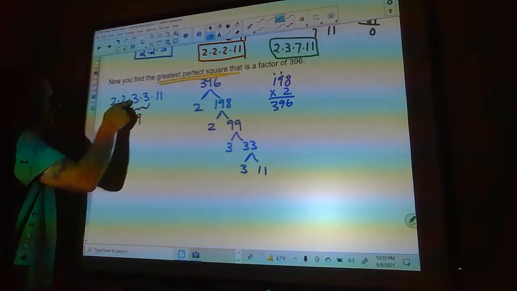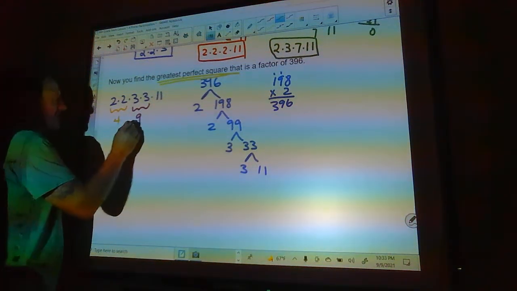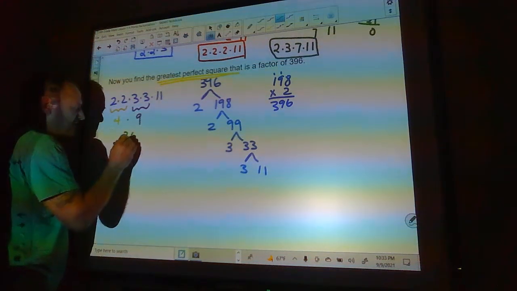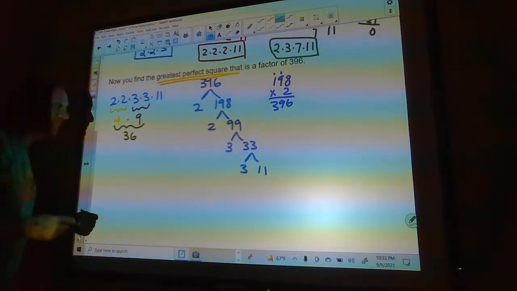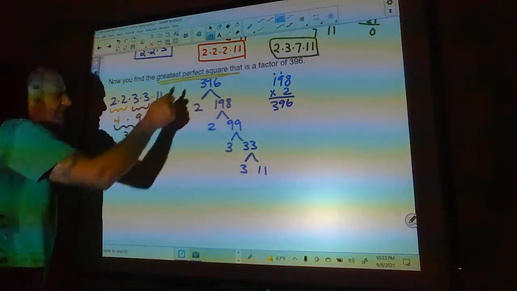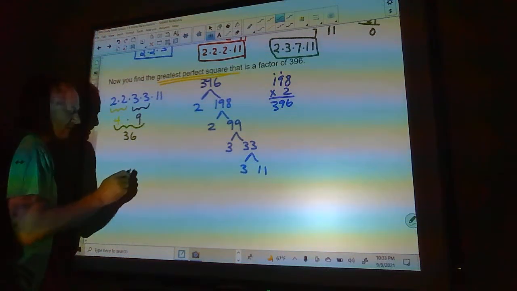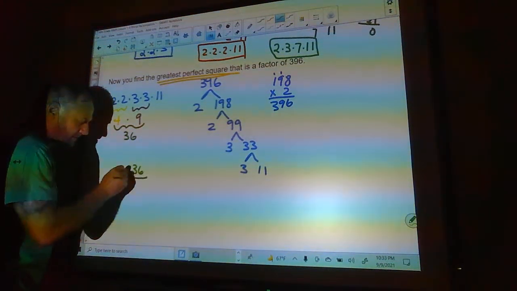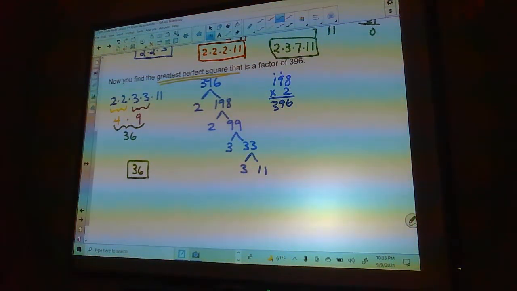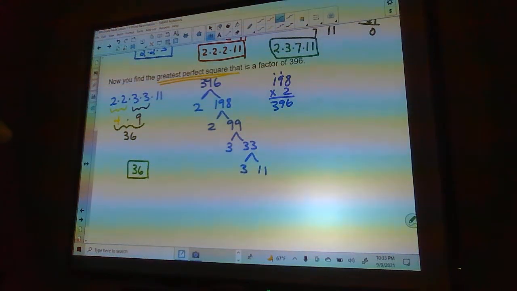I got a perfect square times another perfect square gives me another perfect square. 4 times 9 is 36. That's a perfect square, that's 6 times 6. So 36 will divide evenly into there. That's my biggest perfect square right there. That's the answer to the question. I don't want to deal with the 11 because the 11 is not a perfect square. It's going to mess everything up.